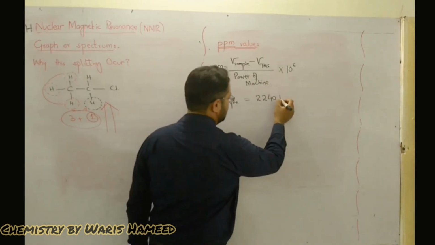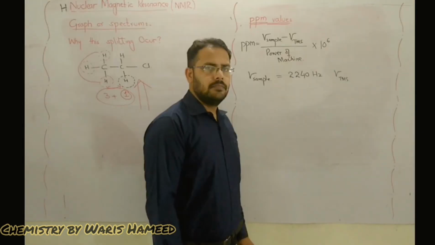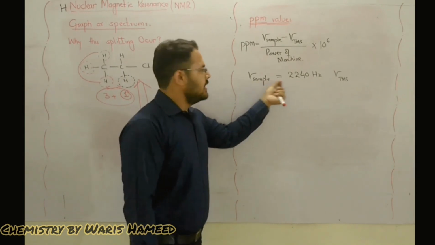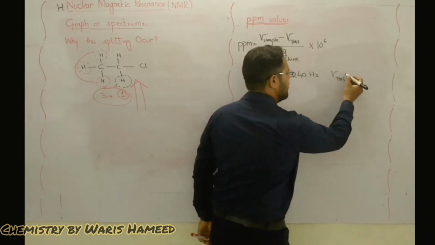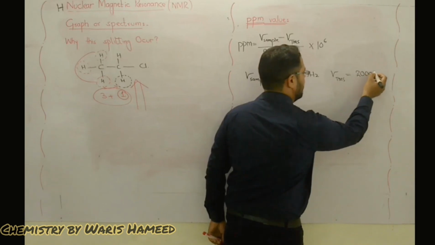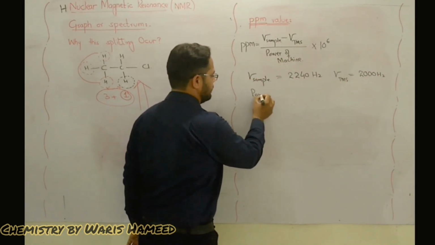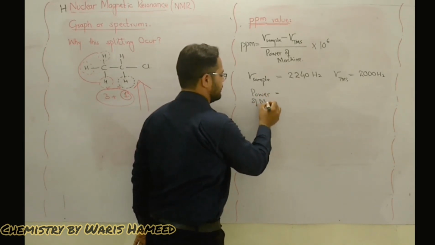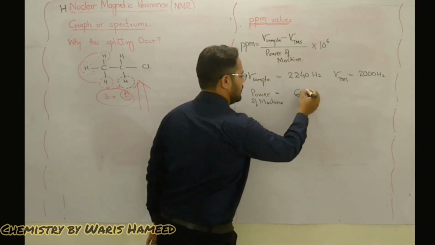2240 hertz, and the absorbance of TMS is, suppose, 2000 hertz, and the power of the instrument or machine is 60 megahertz.